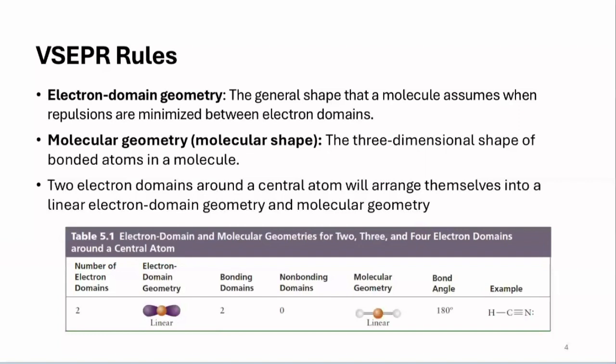The first one we're going to explore is when your central atom has two electron domains. As we can see in this zoomed in image of table 5.1, when a molecule has two electron domains, the electron domain geometry is linear. Many of the molecules that are linear are going to have two electron domains and no non-bonding domains. Remember that a non-bonding domain is another word for lone pairs.